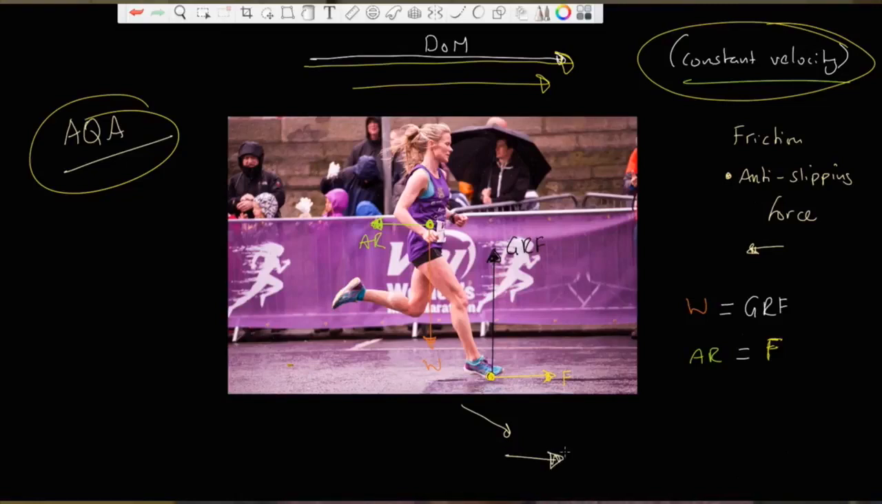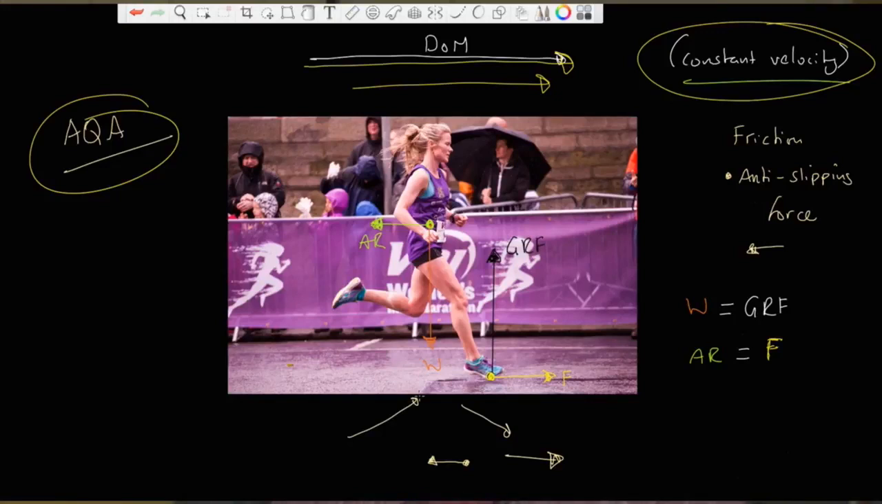Okay, and we have one illustration from AQA which has shown that they have used friction as the anti-slipping force, and that it acts backwards in that direction. And I would just ask you to be aware of it. I'm pretty confident that this is the format that you would potentially be asked a question, okay? But I'm just mentioning it.